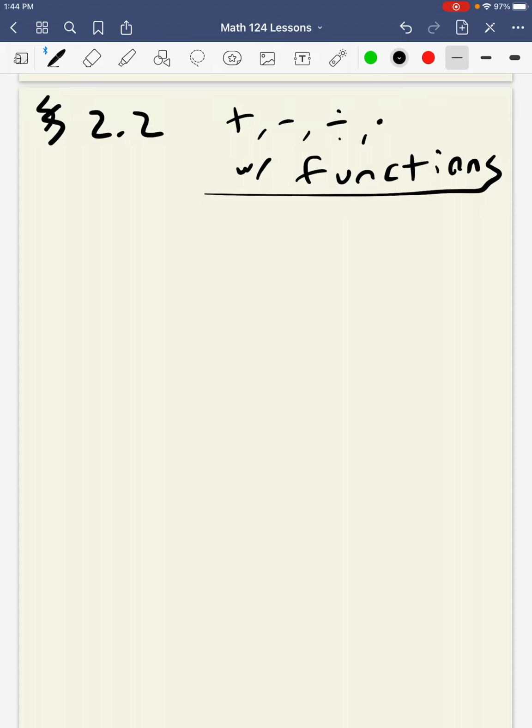Hello class, this is lesson 2.2. Here we learn how to add, subtract, divide, and multiply functions. So a pretty easy section. The only difficulty here is when we think about the domain, and I will get to that shortly.